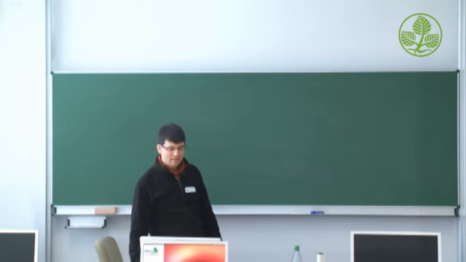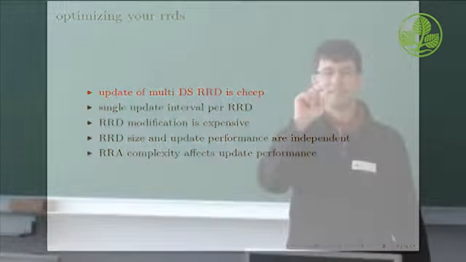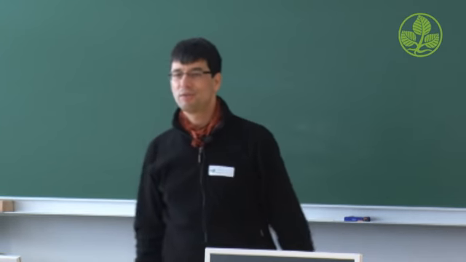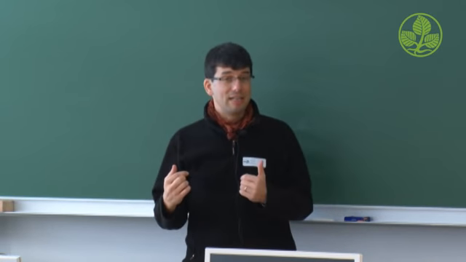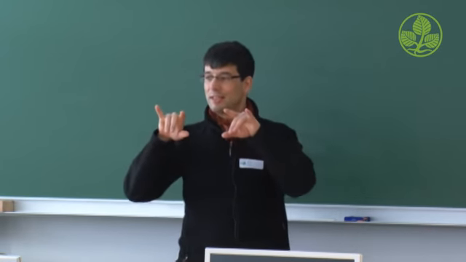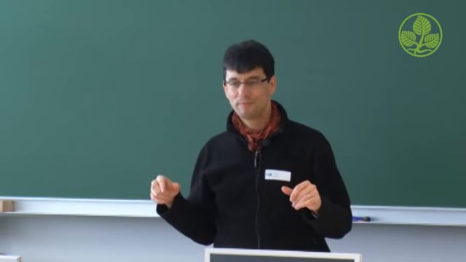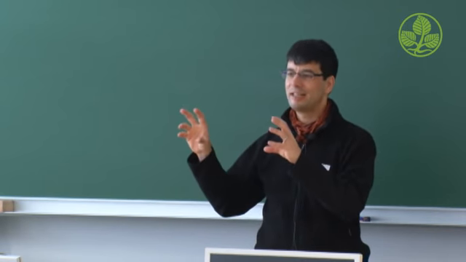One way of minimizing that is having multiple data sources in one round-robin database. So multiple columns in your database. Can be done, no problem. You can have multiple DS instructions when you create your database, and then RRDtool will store those next to each other. But if you do that, then on every update, you have to give RRDtool data for all those data sources, which are stored in the same round-robin database. So that is only suitable for data sources which you acquire at the same time.